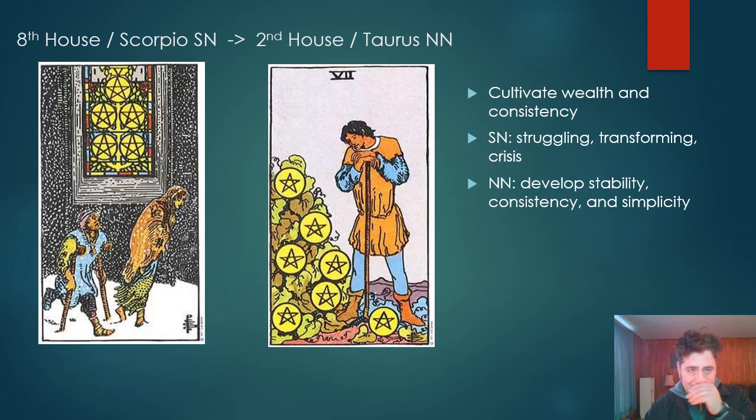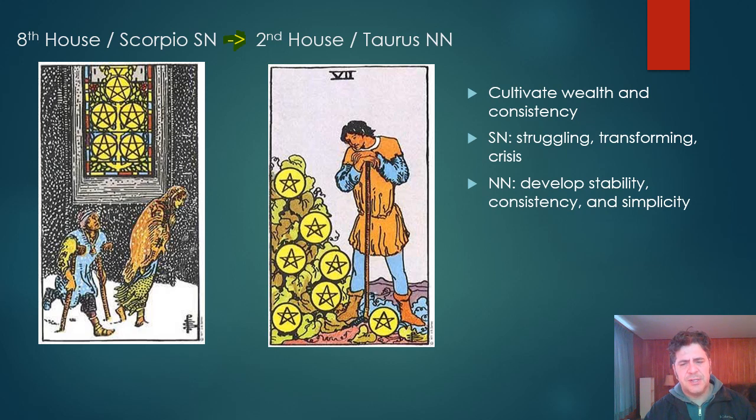So the eighth house or Scorpio south node transitions into the second house or Taurus north node. This is the placement where you learn to cultivate wealth and consistency. So your south node in the eighth house is kind of struggling. You're constantly transforming. You're in crisis. Maybe thinking a little bit along the lines of a pauper or a tramp, depending on other people, that sort of thing.